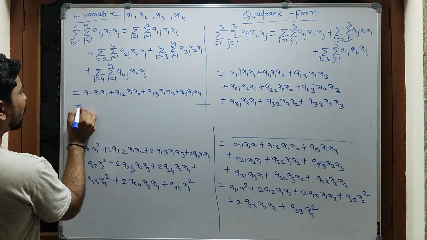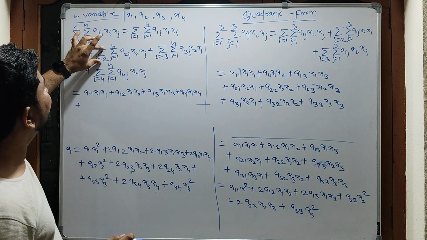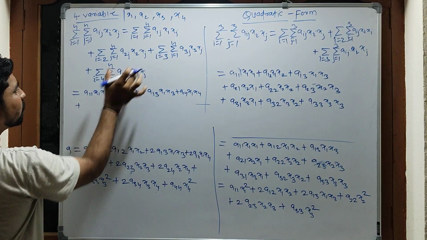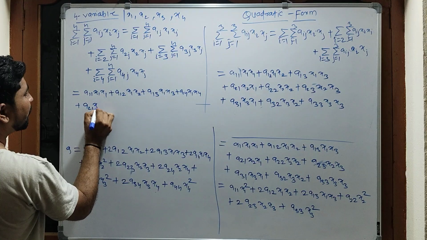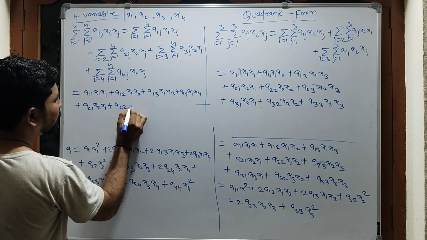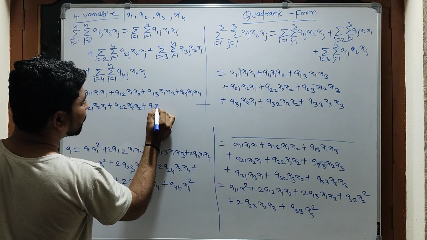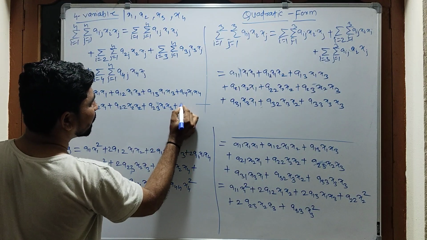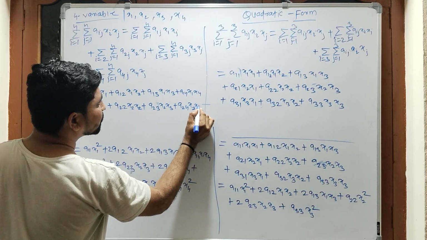Now for i equal to 2, I am writing a21 x2 x1 plus a22 x2 x2 plus a23 x2 x3, where j is 3, plus a24 x2 x4.